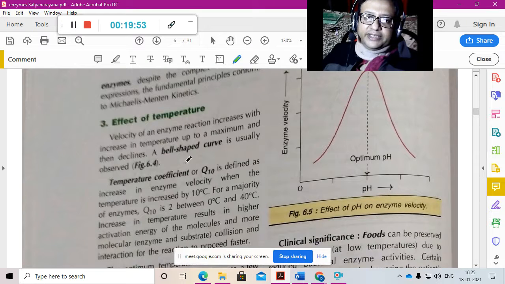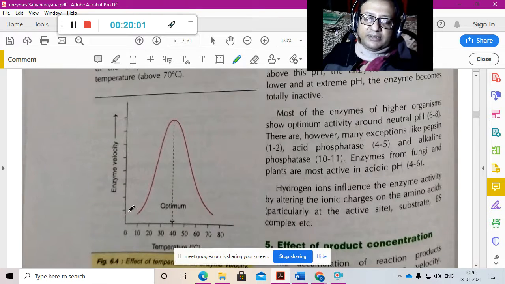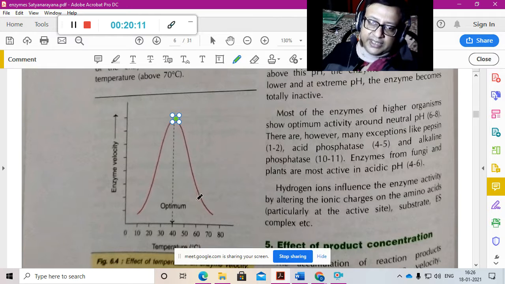Now let us see the effect of temperature on enzyme activity. As the temperature increases, enzyme activity increases till it reaches a maximum known as the optimum, after which if you heat, the enzyme denatures and the activity decreases. It's a bell shaped curve.